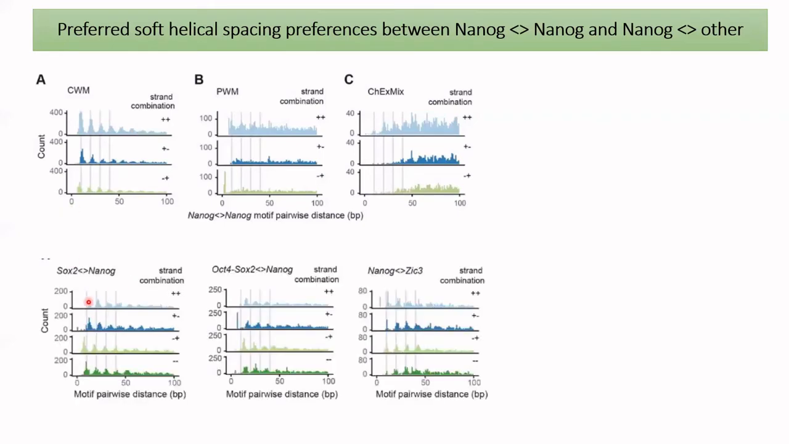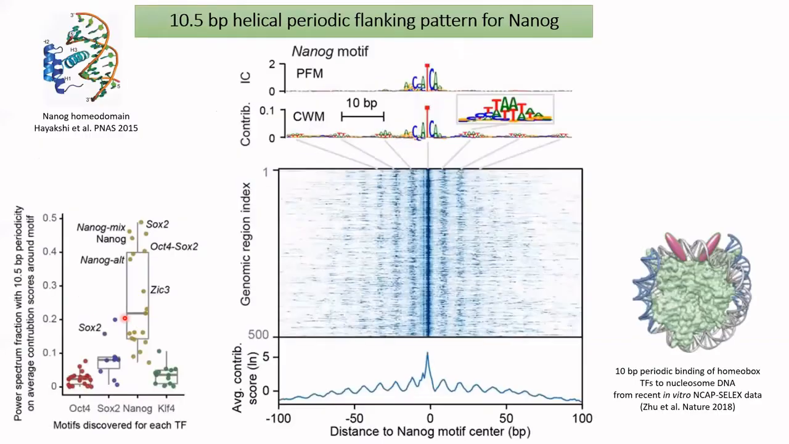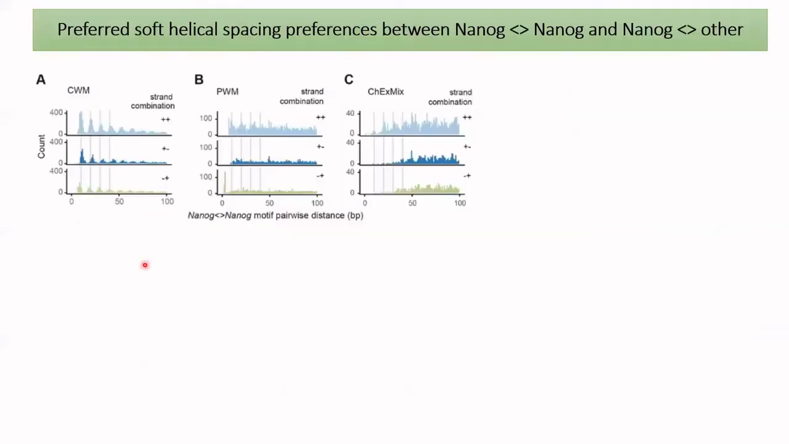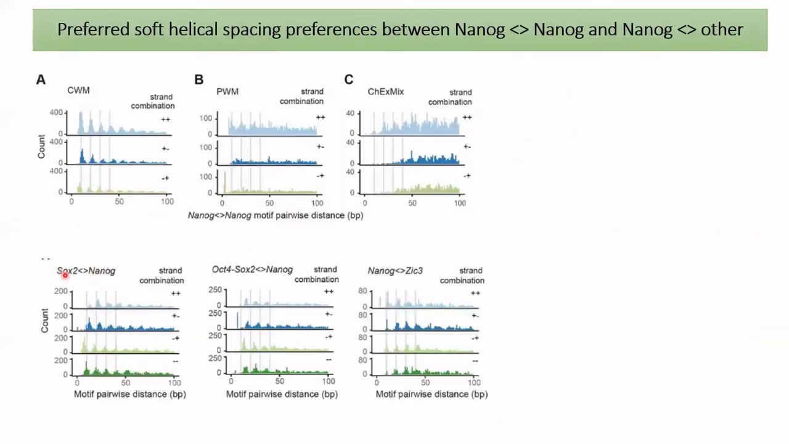What's cool is we also see, just as we saw this flanking periodicity for all the motifs that contribute to Nanog, similarly, when we look at heterodimeric spacing constraints between Nanog and other motifs, we actually again see 10.5 base pair periodicity. It's weaker than Nanog with itself, but it's still pretty strong.